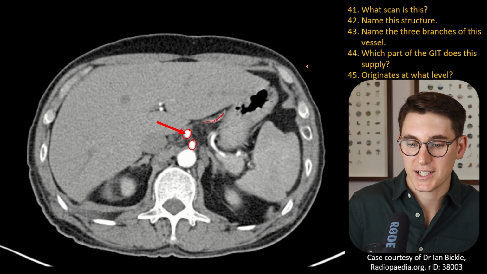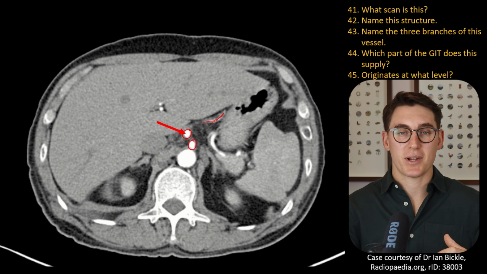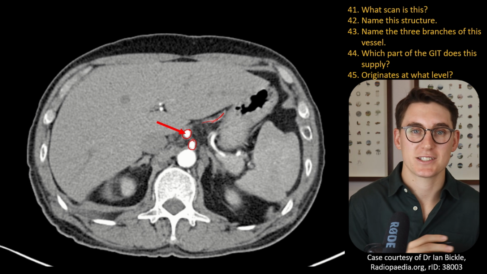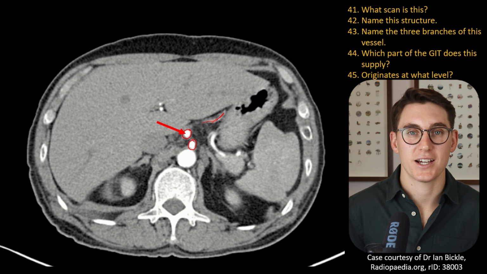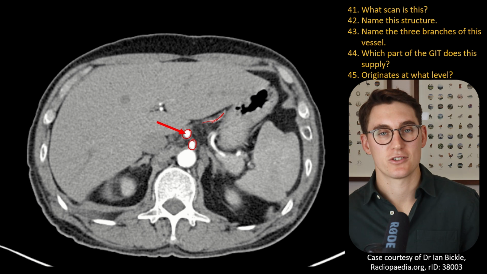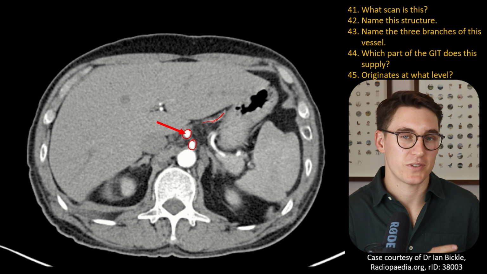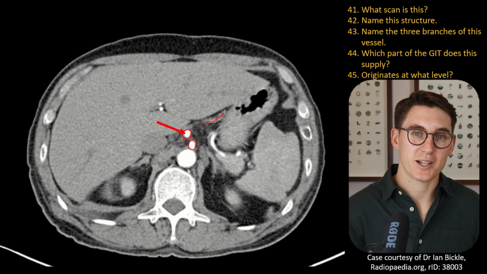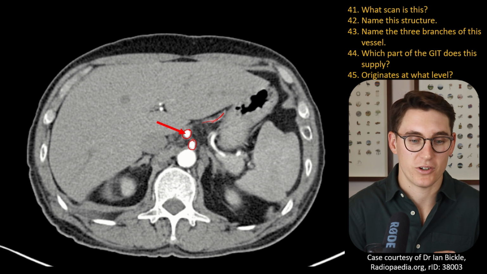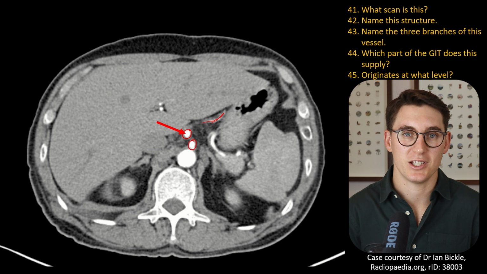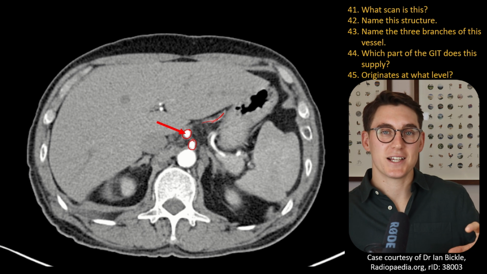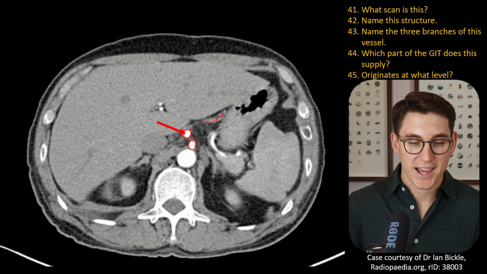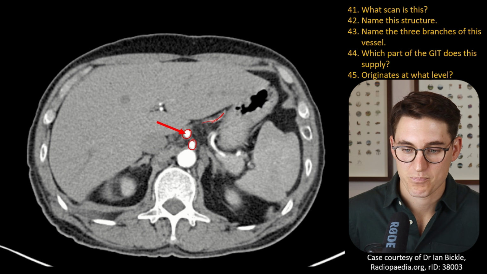Now, which part of the GIT does this vessel supply? It supplies our foregut. Celiac trunk is our foregut, SMA, midgut, IMA, hindgut. So our foregut from that very distal part of our esophagus, supplying our stomach, the first part of the duodenum, right up to the second part to our ampulla of Vater in our second part of our duodenum. It also, as we've seen, supplies the liver, supplies the spleen, and supplies blood to the pancreas.